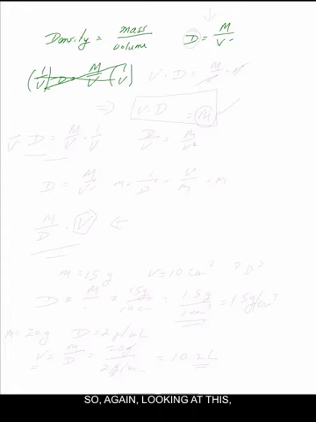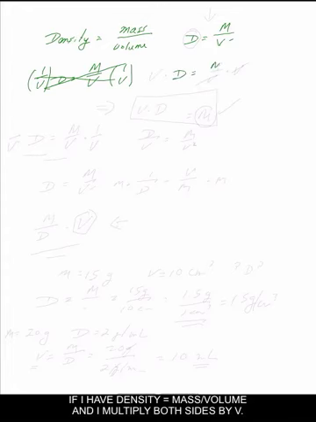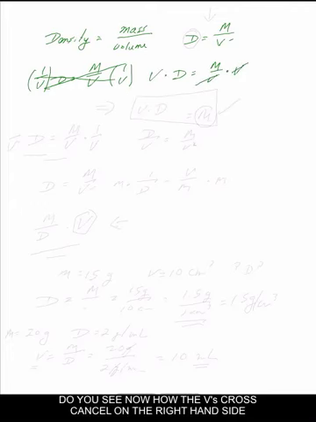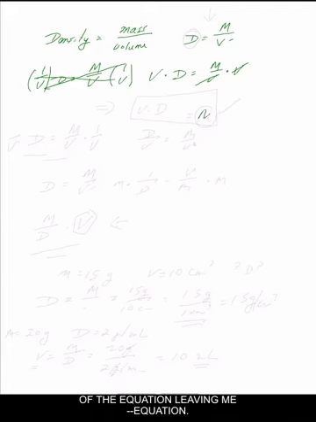So again, looking at this, if I have density equals mass over volume, and I multiply both sides by v, do you see now how the v's cross cancel on the right-hand side of the equation, leaving me a new equation that says mass equals volume times density.